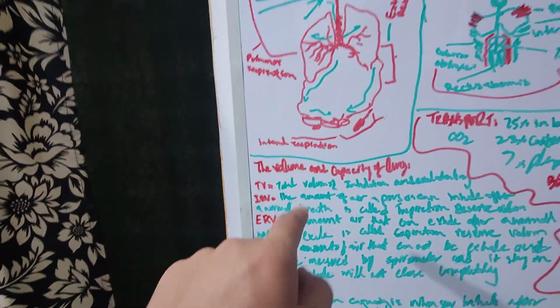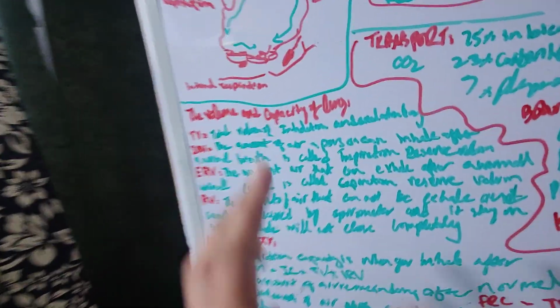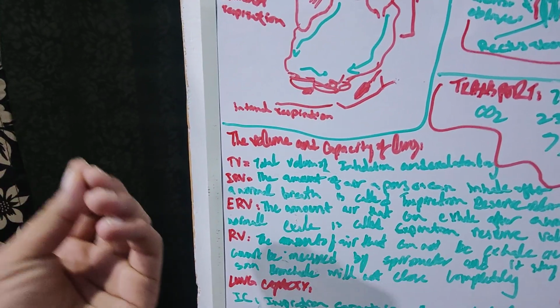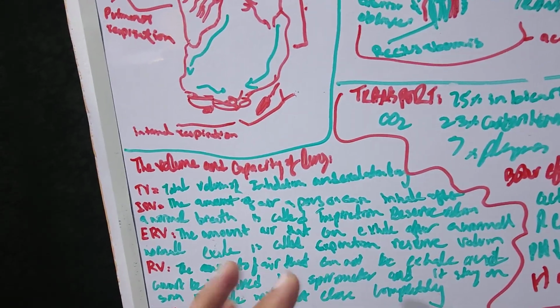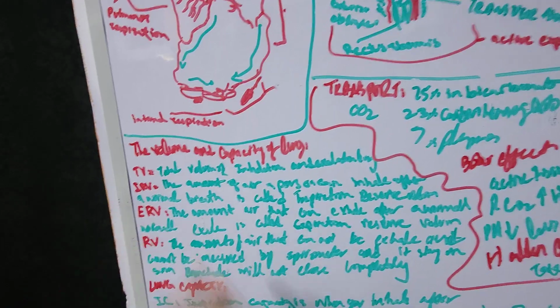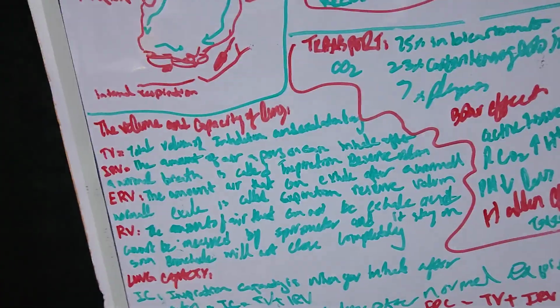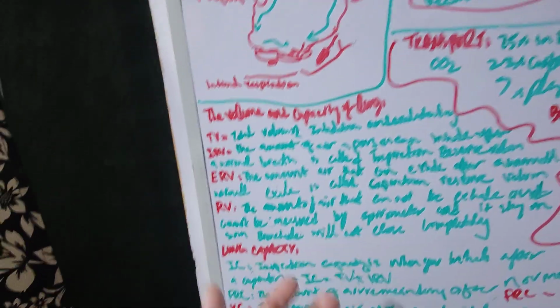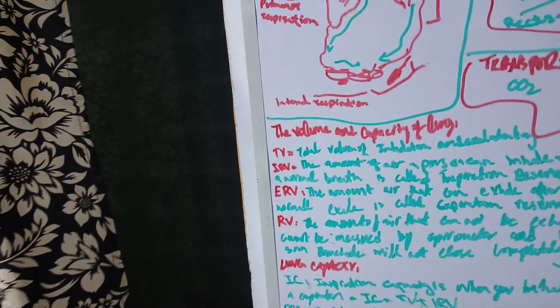Then we have IRV. I means inspiratory, R means reserve, and V means volume. The amount of air a person can inhale after a normal breath is called the inspiratory reserve volume. Like we breathe in, then we breathe in further, that's it. Then we have the expiratory reserve volume: the amount of air a person can exhale after a normal breath, that's called the expiratory reserve volume.